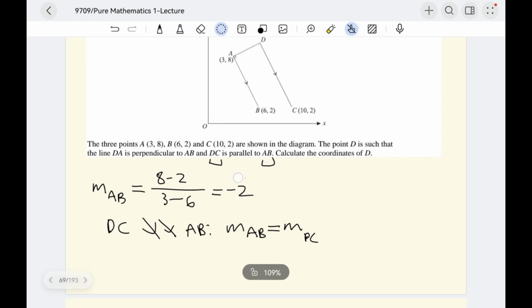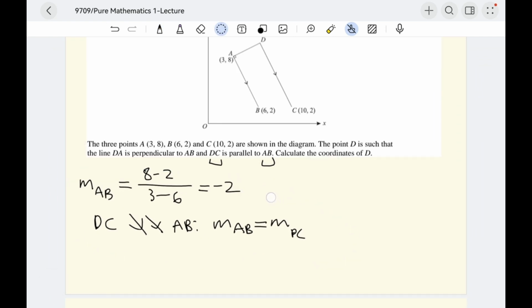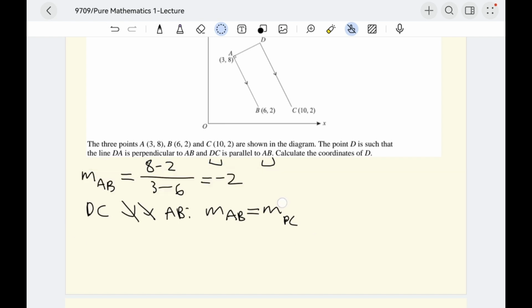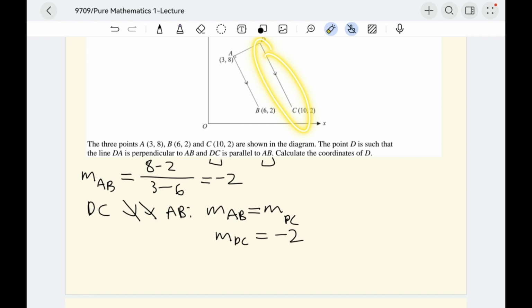Or I have to move a bit above a bit. Okay, so that means the gradient of the DC is -2. Okay, and now it's time for me to form an equation of the DC. All right, so how to relate the DC?